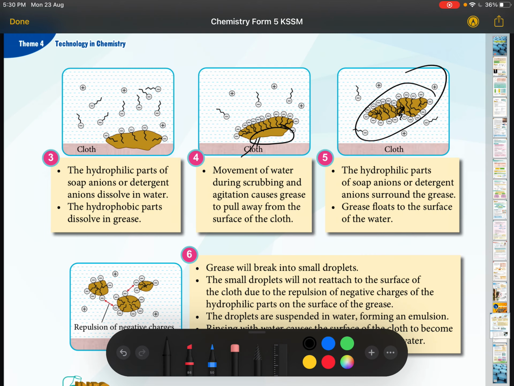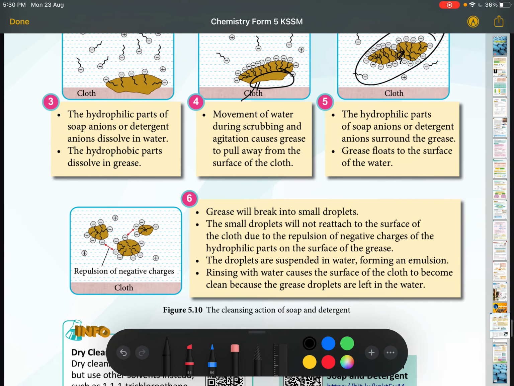So you see that there are a lot of anions here, and the anions hate each other. Because they hate each other, they will try to break out of each other. So it will become smaller and smaller and smaller, and they still don't like each other. So they'll keep repelling each other so that the grease does not go back onto the cloth, because there's always going to be a charge trying to push them away.